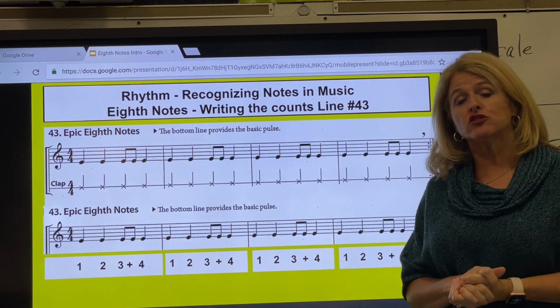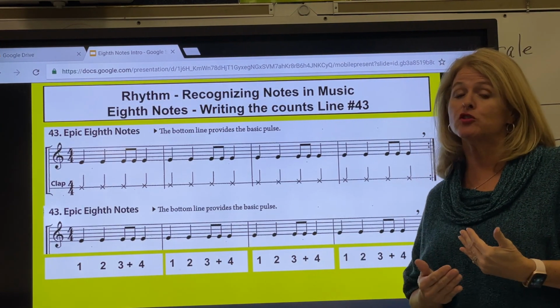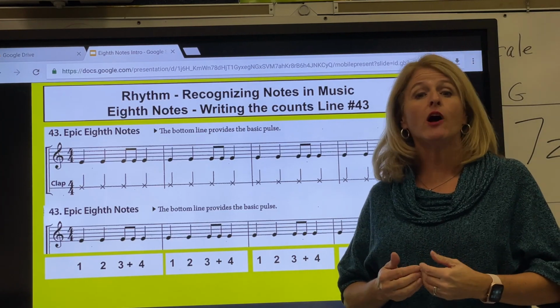So this is an introduction to eighth notes, and by playing and learning how to read and count eighth notes, then we know how to play more music.